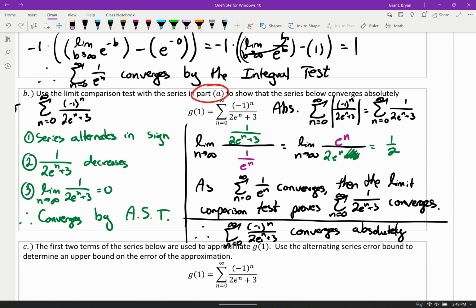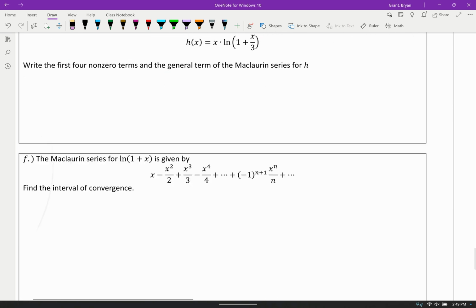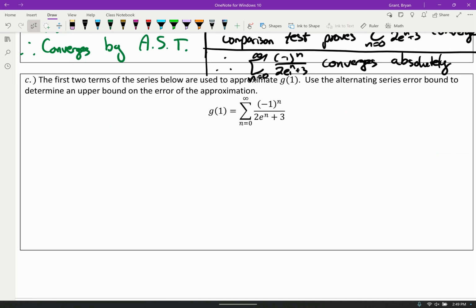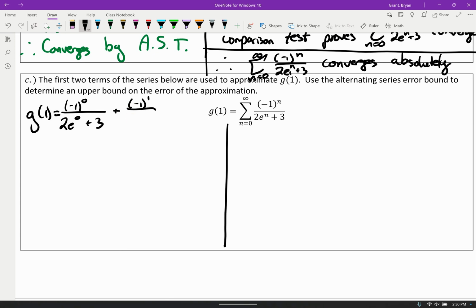Whew, okay, A and B done. We still have C, D, E, and F, but these ones go much faster. So here we go. First two terms of the series below are used to approximate g of 1. Well, let's actually see what that looks like really quickly. So g of 1 will be the first two terms. The first term is 0 substituted in, negative 1 to the 0th over 2e to the 0th plus 3. That's my first term. Plus negative 1 to the first over 2e to the first plus 3. So they're saying this is g of 1.